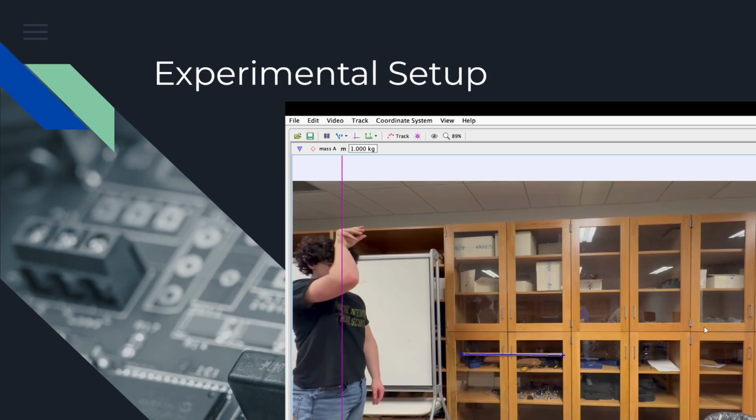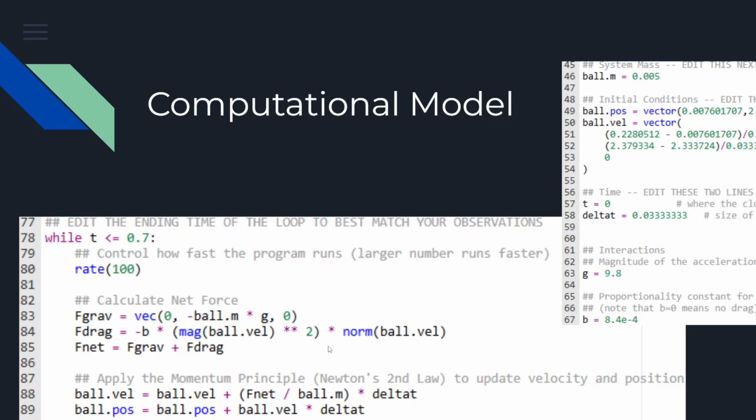This is how the experiment was set up. The blue line over there is 1 meter long. The vertical axis is our y-axis, and the horizontal axis is our x-axis. I don't know if you see it right over here, it's kind of blurry, but where my cursor is at, that is the paper ball. So this is one frame of our experiment. And here's our computational model.